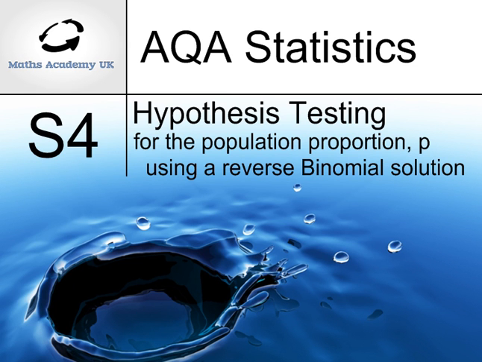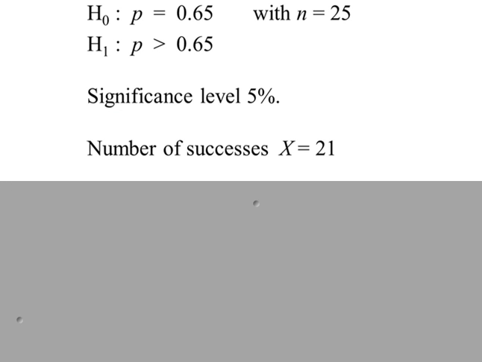Hypothesis testing for the population proportion p using a reverse binomial solution. In this example, a random sample of size 25 was taken. The p-value is 0.65.